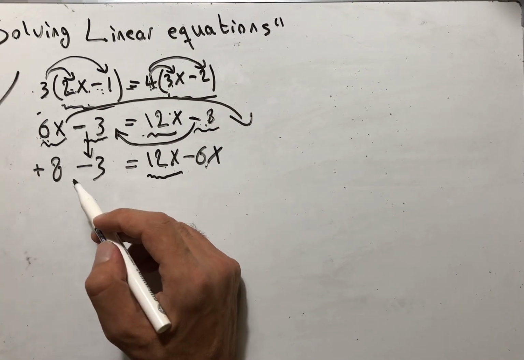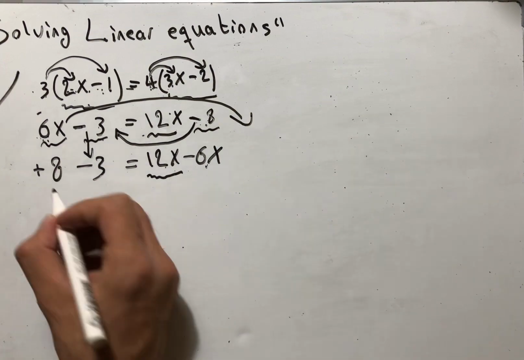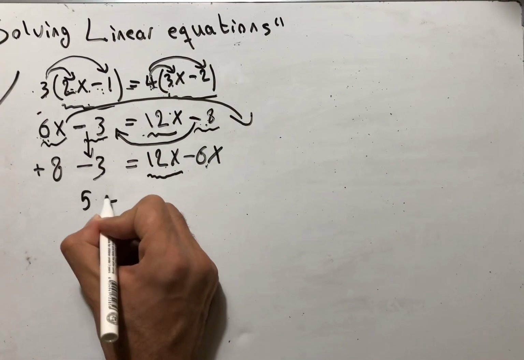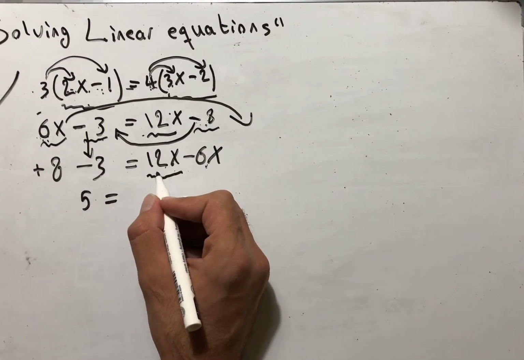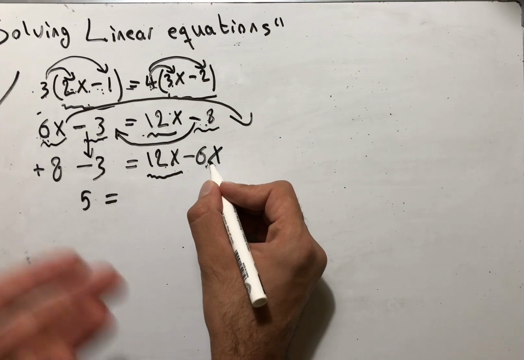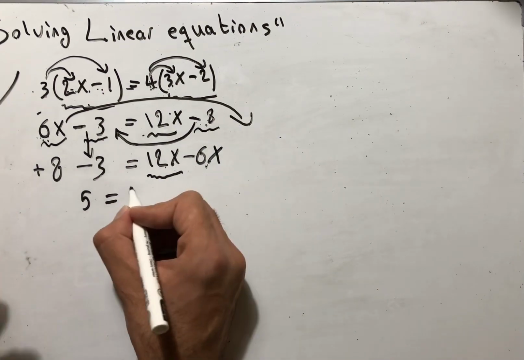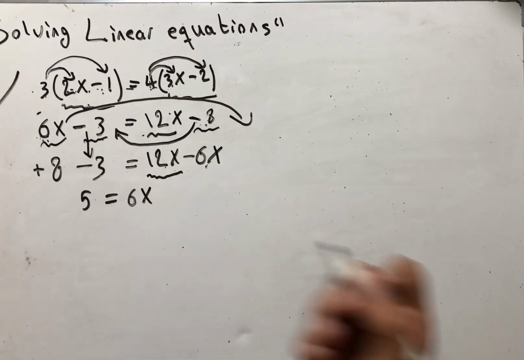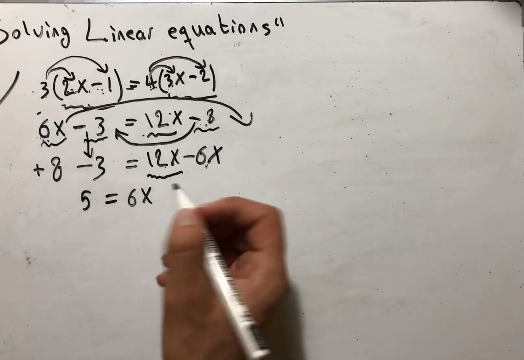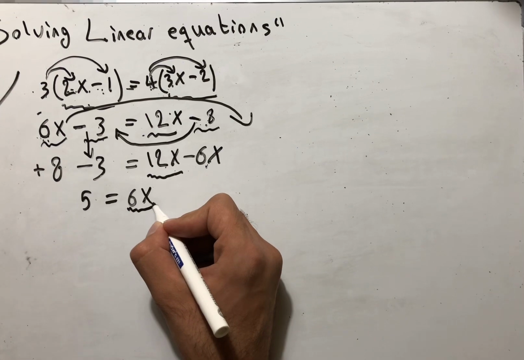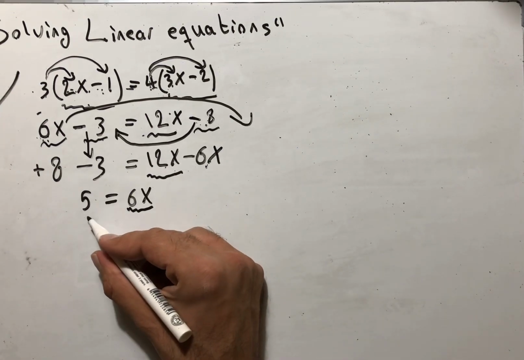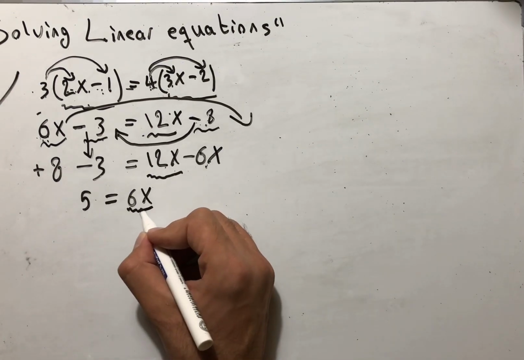Okay. Now just simplify. 8 minus 3 is obviously 5. And then you have 12 of x, so 12 of anything. Let's say you have 12 bags and then you gave 6 bags to someone else. We're going to be left with 6 bags, or just 6x, okay? Now, since we have only an x term on one side and a number on the other side, this is the final step of an equation.